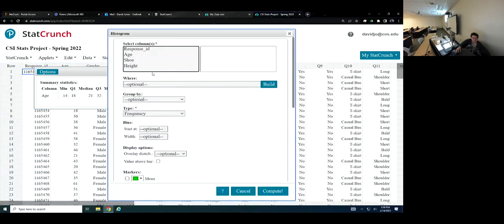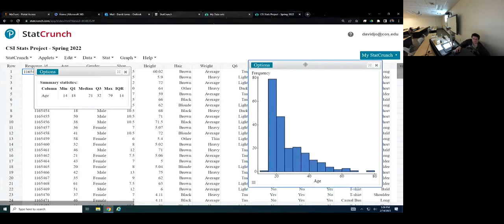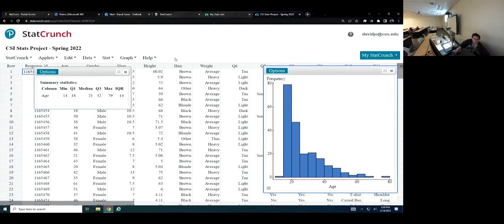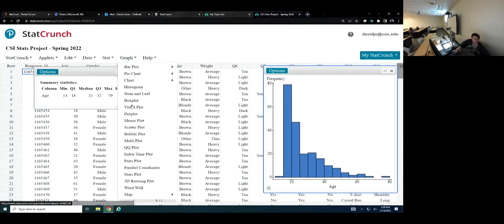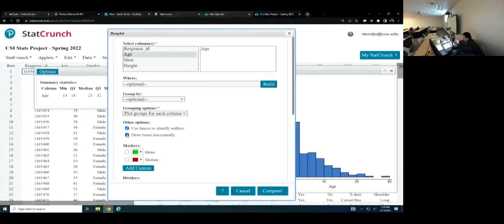Actually, I'm gonna look at a histogram first for age, just so we can see that it's a skewed right graph. Now I'll look at the box plot. We want to click on draw boxes horizontally. Make a note on this over here. Click on draw boxes horizontally in box plot.